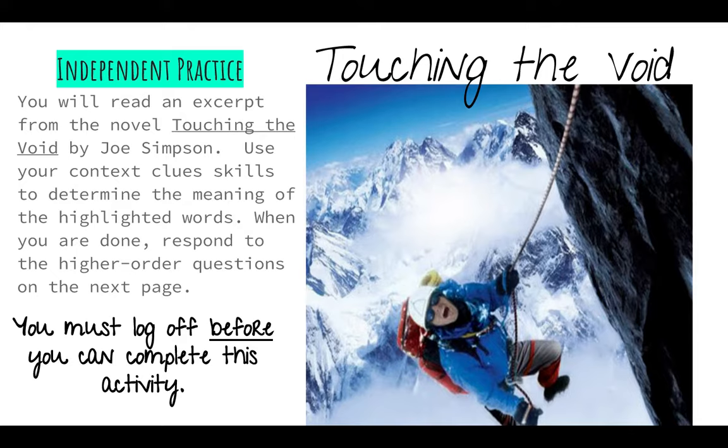Next, you're going to do some independent practice. This is a graded assignment. You will read an excerpt from the novel Touching the Void by Joe Simpson. Use your context clue skills to determine the meaning of the highlighted words. When you are done, you're going to respond to the higher order questions on the next page. This is a worksheet and you must log off before you can complete this activity. You can get the copy of your worksheet from Ms. Funk or Ms. Baylor.